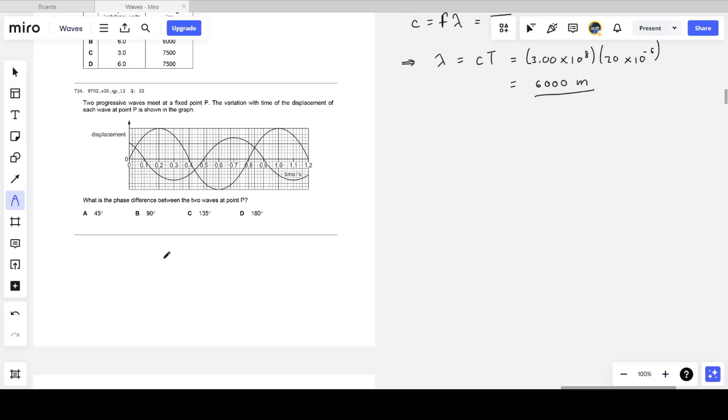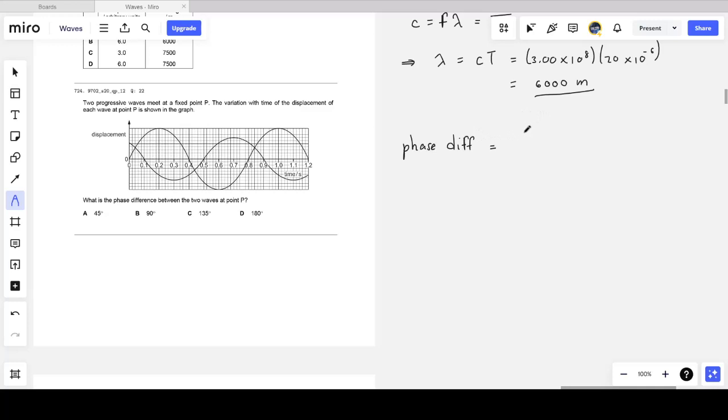So these are two waves that are overlapping at the same point in time, and I want to find the phase difference between them. So how do I find the phase difference between two waves? Remember, these two waves must be coherent. They must be from the same source, or at least must have the same frequency.